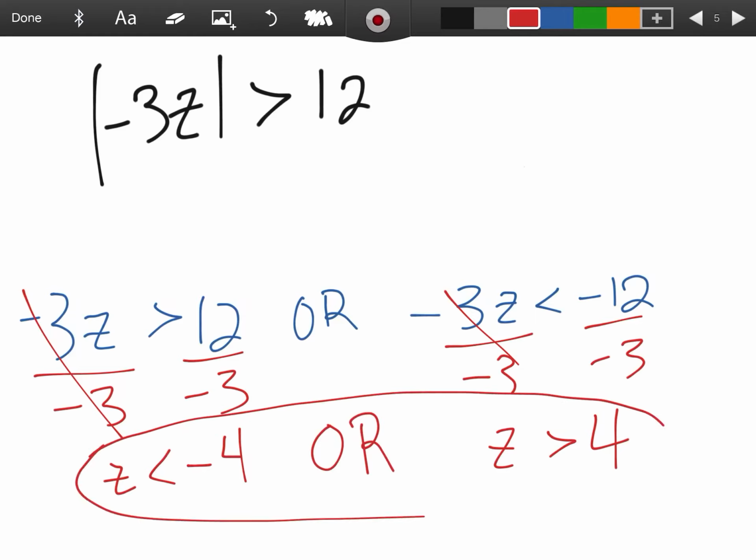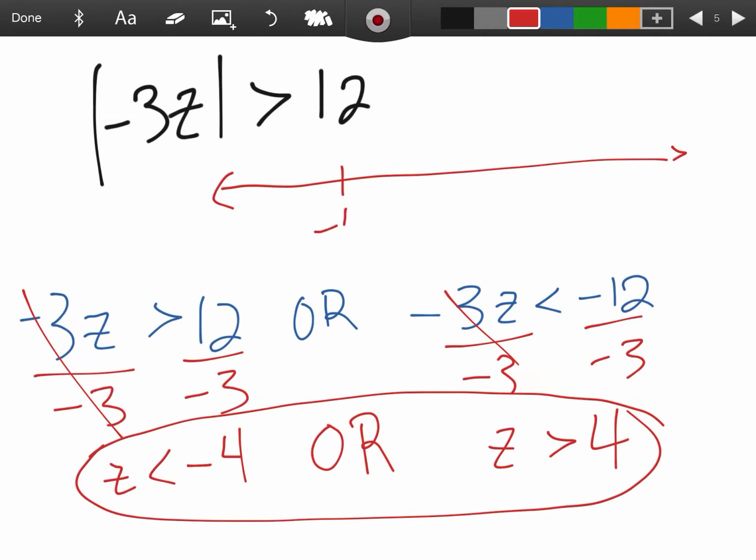Let's just practice throwing this on the number line really quickly. So less than negative 4. I'll put an open circle and go to the left. And z is greater than 4. I put an open circle at 4 and shade to the right. So it's greater than, I'm going to fall on the outsides, as you can clearly see here by my graph on the number line.